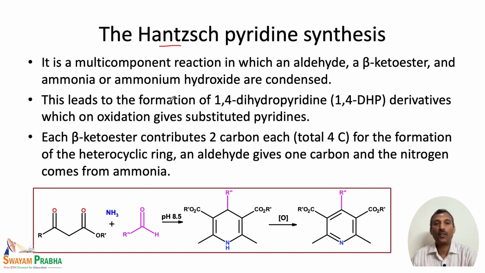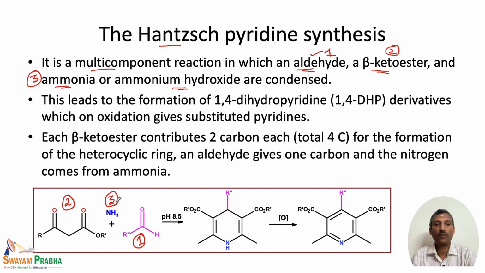Let us start with the Hantzsch pyridine synthesis. This is actually an example of a multi-component reaction. That means various starting materials are involved that lead to the final product. Here we have an aldehyde, a beta-ketoester, and ammonia or ammonium hydroxide. All these three are condensed. When we talk about the dicarbonyl systems, this is not an intramolecular reaction, but an intermolecular reaction. So we have one carbonyl unit, we have the second carbonyl unit, and we have the heteroatom. All the three units are involved in the product formation. If you look here, we have the aldehyde unit, the beta-ketoester unit, and the heteroatom. So all the three are involved.